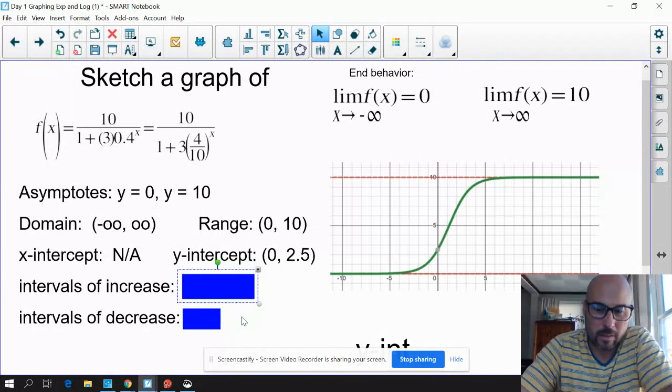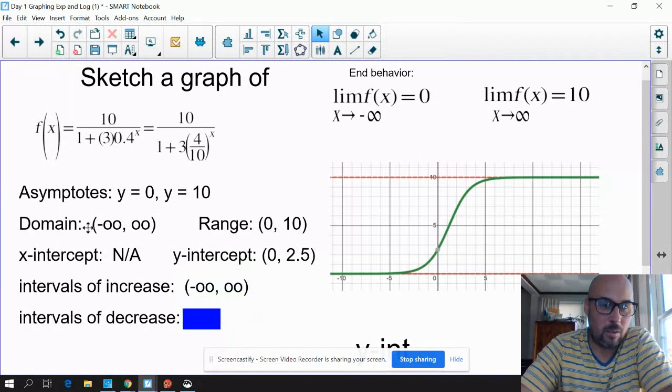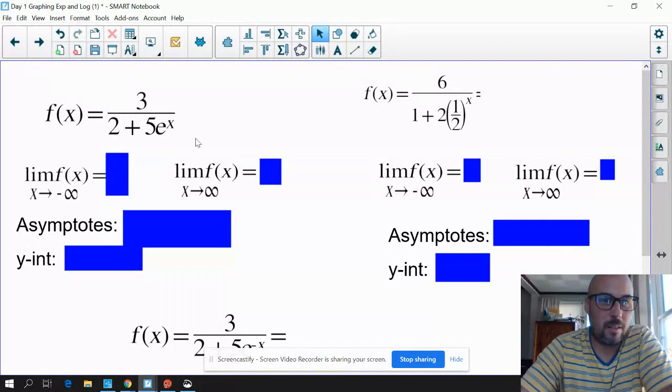And it's always increasing along its entire domain, so all real, and it's never decreasing. All right, 3 more examples, and then we're going to stop. So here, e is just a number, 2.7. It's irrational, it goes on forever, but it begins with 2.7.